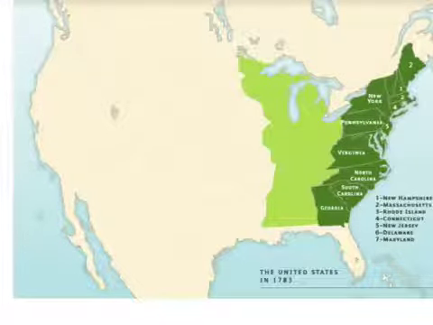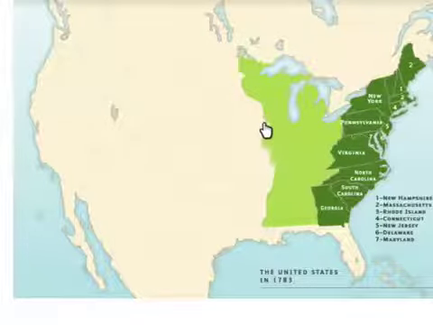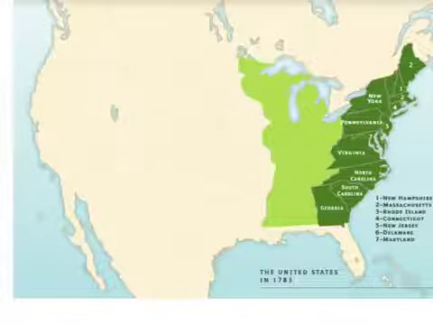Now, if you'll notice here, our western border was the Mississippi River. There was no west coast to the United States yet at that particular time. And the nation itself was really divided in two.